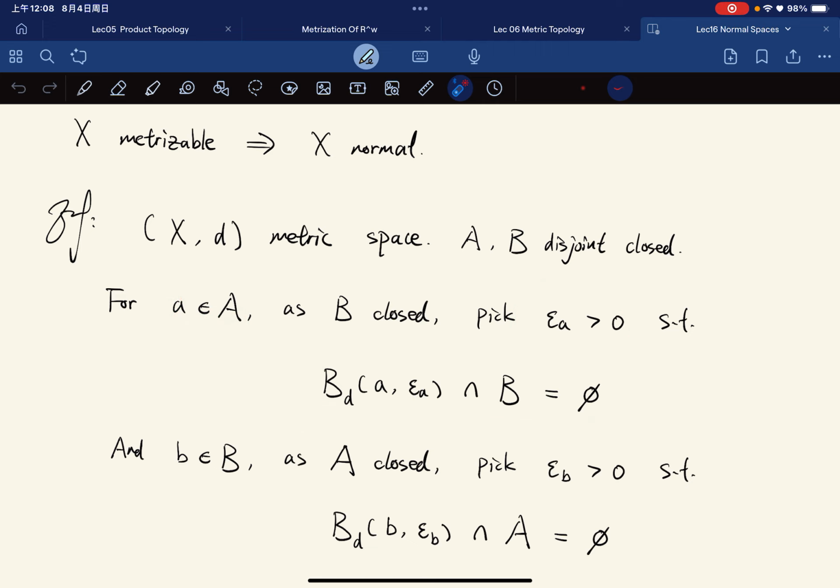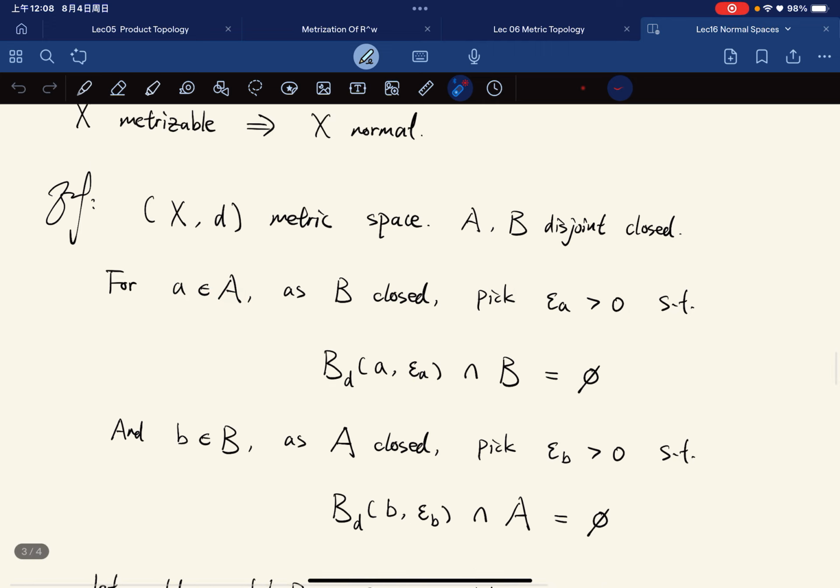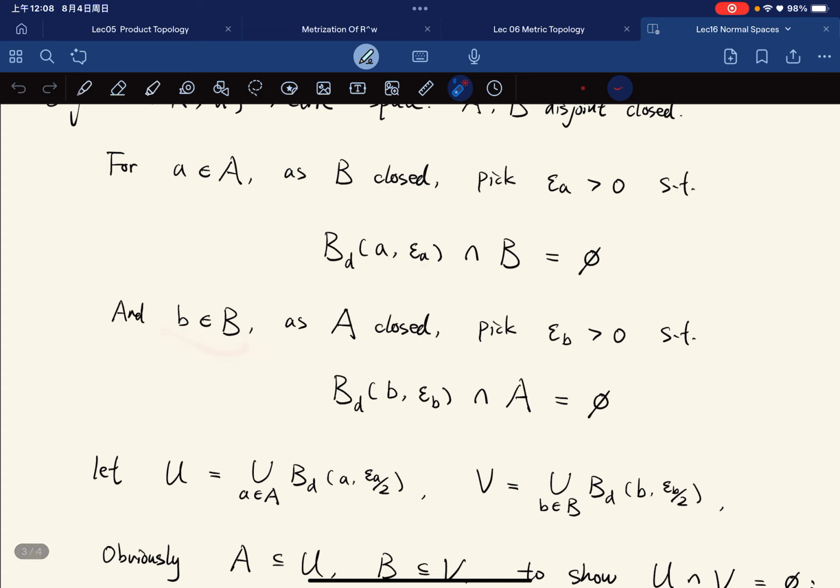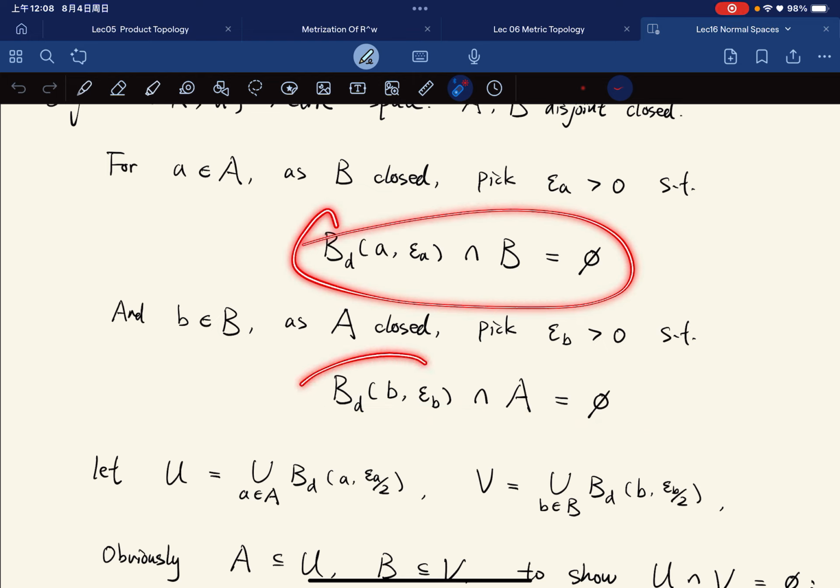Okay. Am I going too detailed? But I think it's a good thing to go more detailed, right?